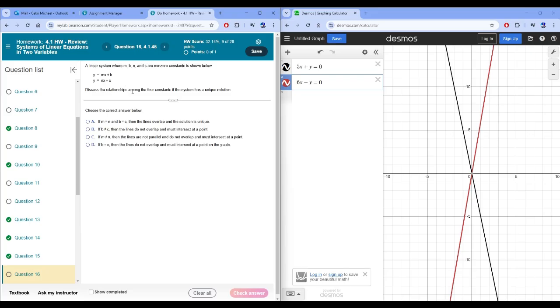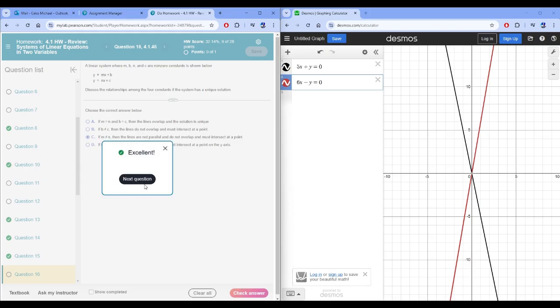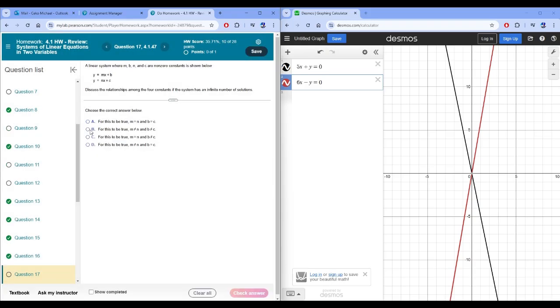In a linear equation, discuss the relationship among the constraints when the system has a unique solution. If it has a unique solution, then the slopes are different, which means that n does not equal m. If it has an infinite number of solutions, that means that n is equal to m and b is equal to c.